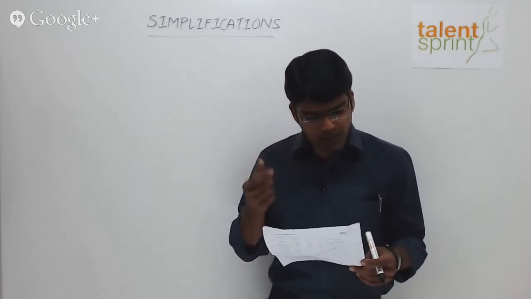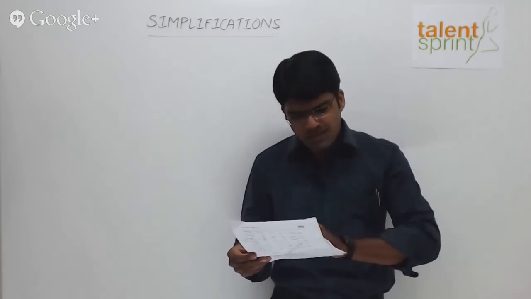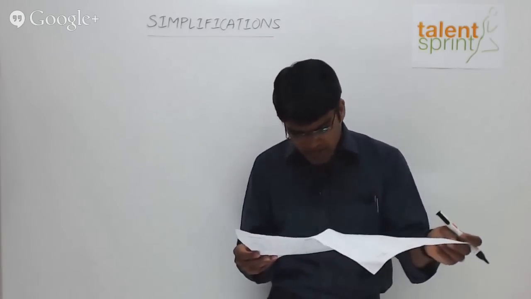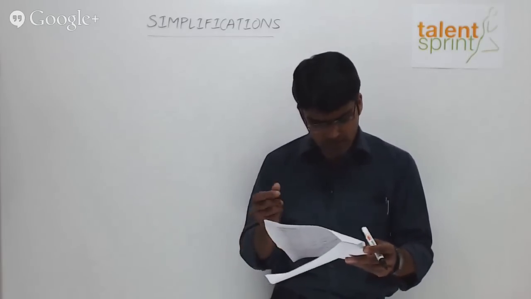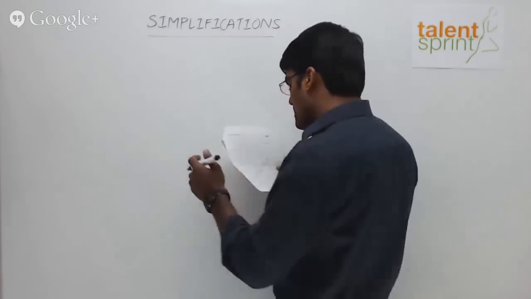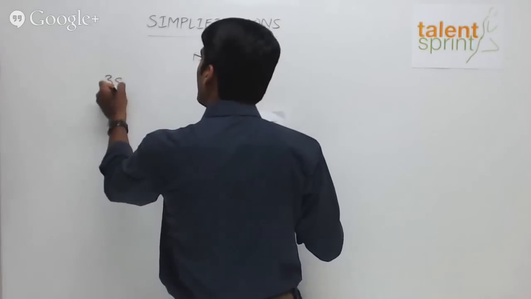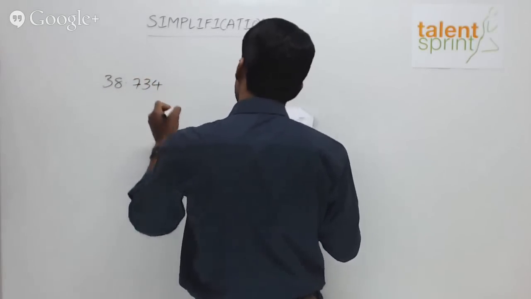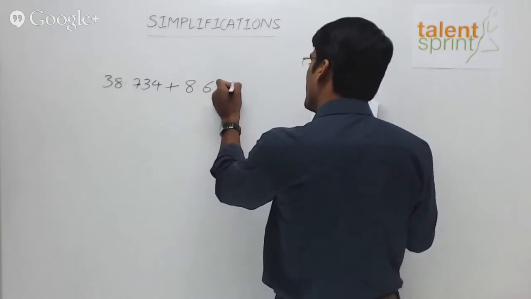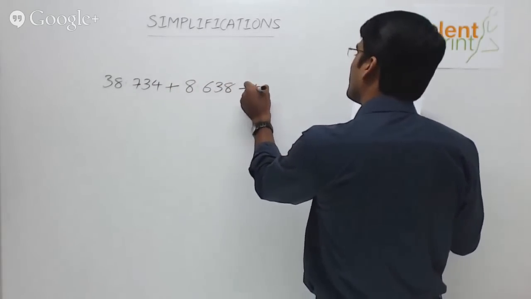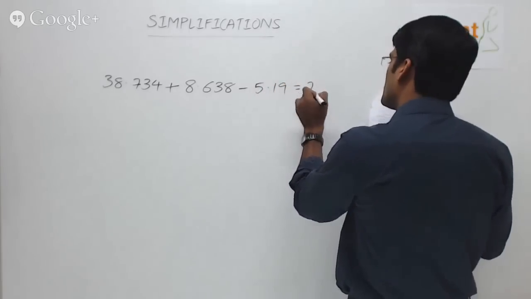So I would like to start with a very simple one, something which involves only additions and subtractions, right? Let's look at that. Additions and subtractions, simple calculation. Look at this one. The question says 38.734 plus 8.638 minus 5.19 equals to what?